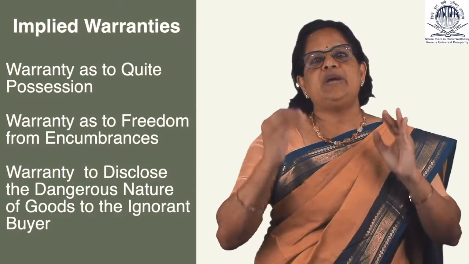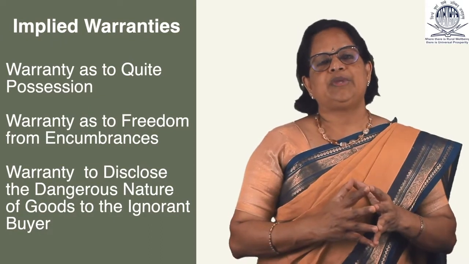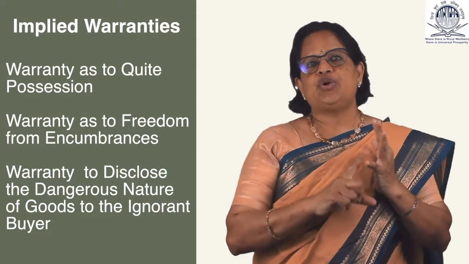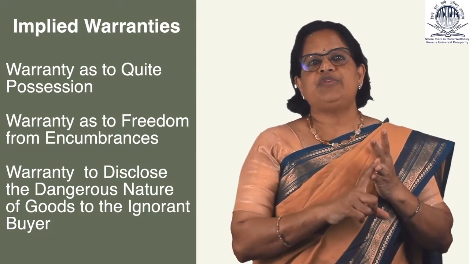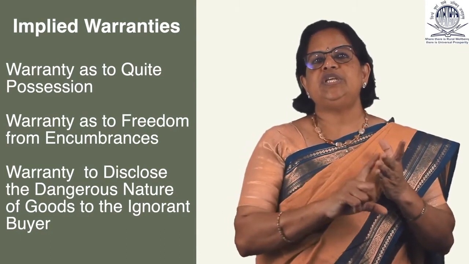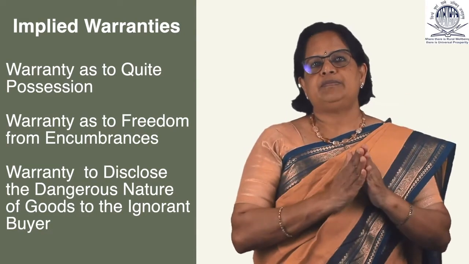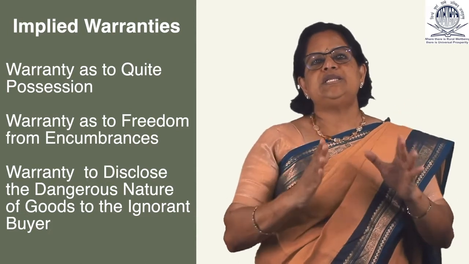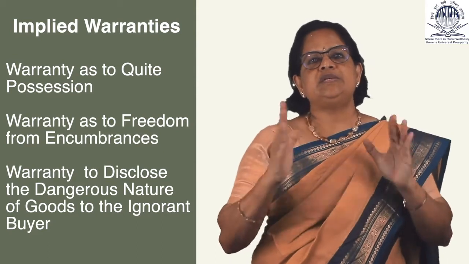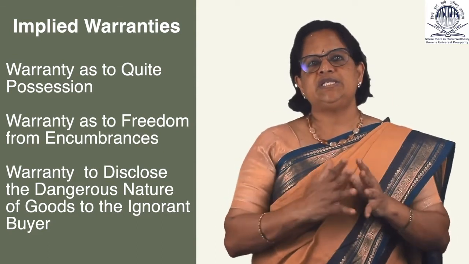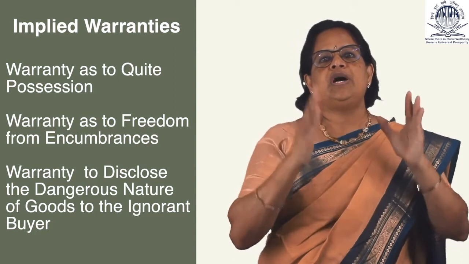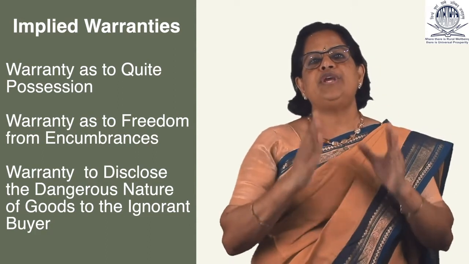Now we have to learn about the implied warranties. Implied warranties are three, that are warranty as to quiet possession, warranty as to freedom from encumbrances, and warranty to disclose the dangerous nature of goods to the innocent buyer. Now let us learn these implied warranties one by one. Unless the circumstances of the contract are such as to show a different intention, the following are the implied warranties in every contract of sale.